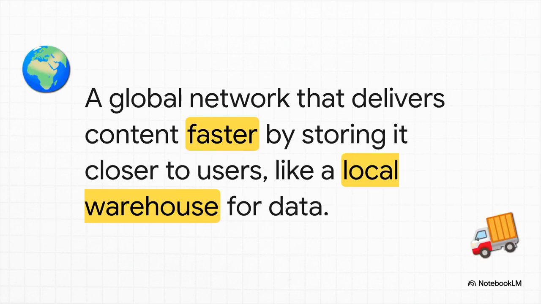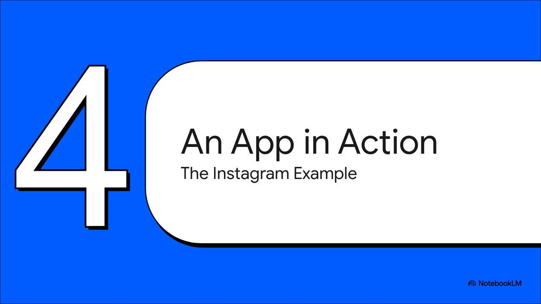And finally, let's talk about CDNs. Now, this is really clever. Imagine you're in Tokyo and you want to watch a video that's stored on a server in California. The sheer physical distance the data has to travel would cause lag. A CDN solves this. It's a worldwide network of servers that keeps copies of content. So when you ask for that video in Tokyo, you get it from a nearby server right there in Asia. It's like having thousands of local warehouses for data all over the globe. Okay, so we've got our toolkit: load balancers, databases, caches, and CDNs.